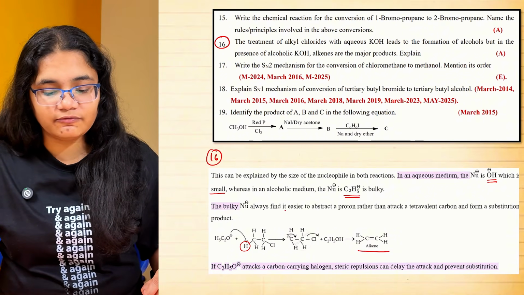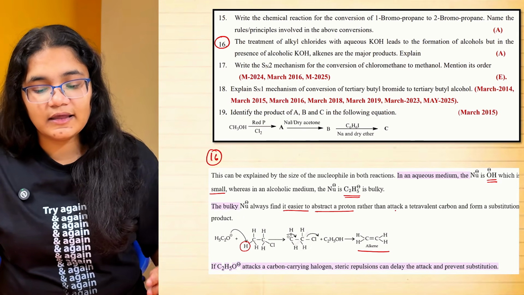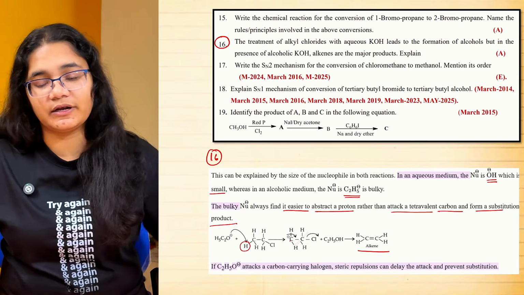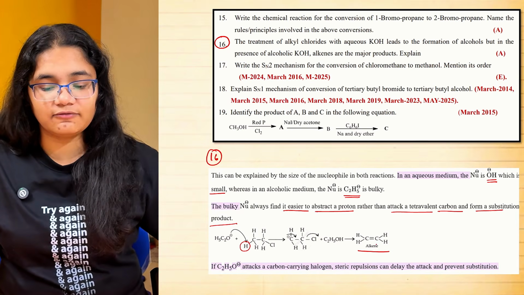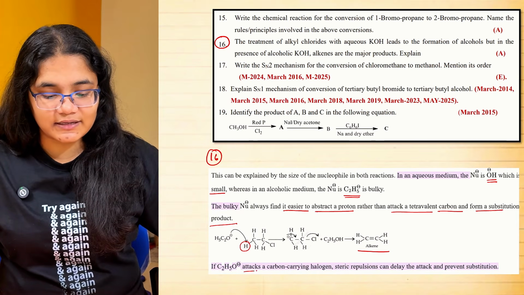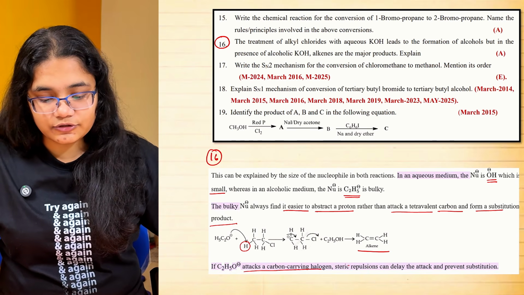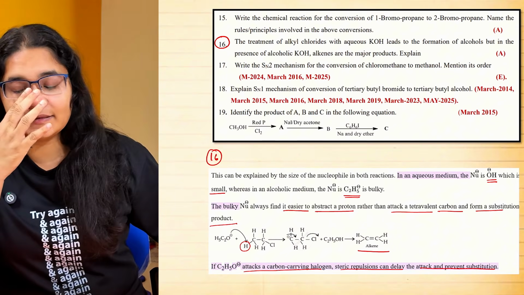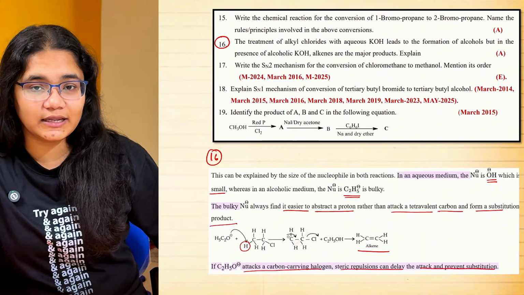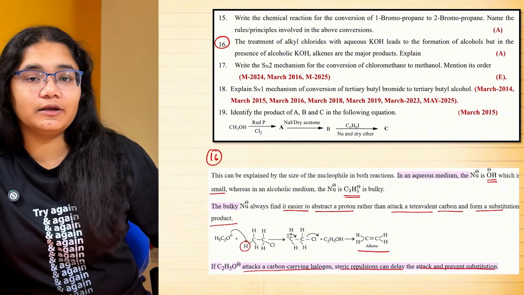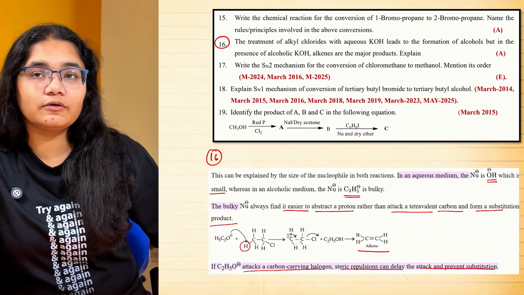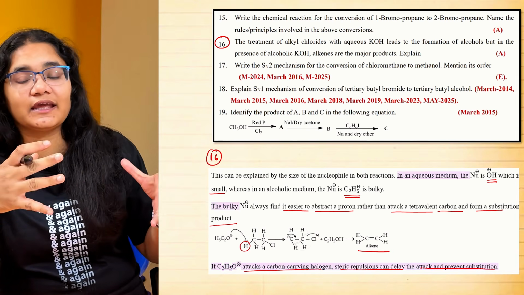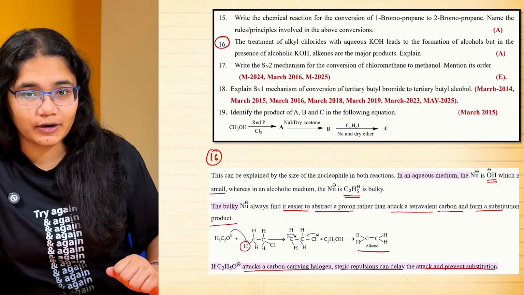So the bulky nucleophile finds it easier to abstract a proton rather than to attack a tetravalent carbon to form a substituted product. Okay, so it's better to abstract a proton and form a double bond. The C2H5O minus attacking a carbon carrying halogen faces steric repulsions, which can delay the attack and prevent substitution. So the basic thing is, in the case of alcoholic KOH, we get a bigger nucleophile which supports the ejection of a proton, so that we can have an eliminated product.